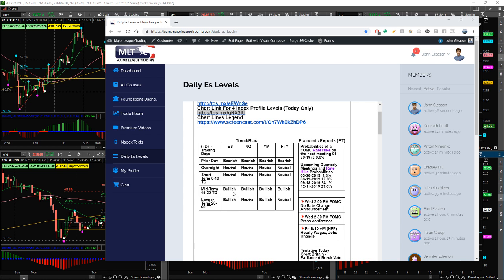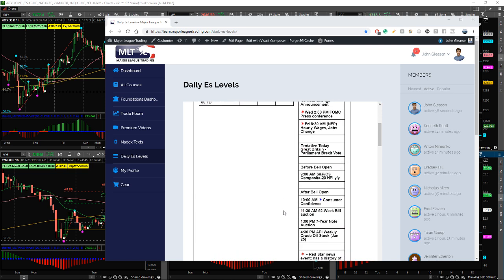And on the midterm time frame, we are bullish in the S&P, Nasdaq, Dow, and Russell. And on the longer term time frame, the ES is bullish, Nasdaq is neutral, the Dow is bullish, and so is the Russell neutral.